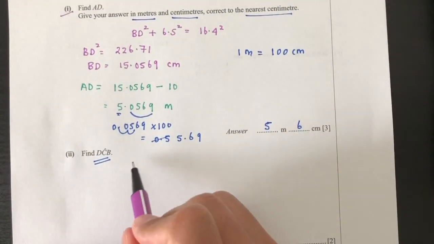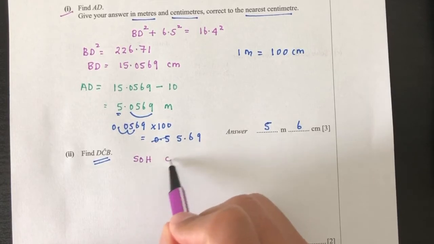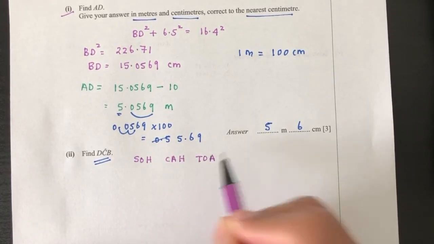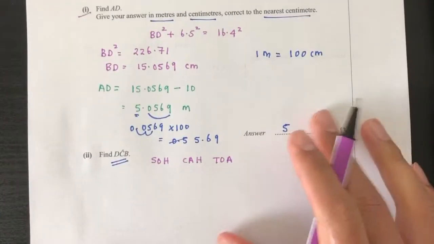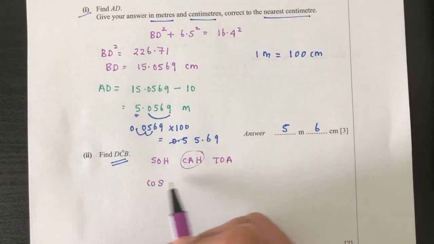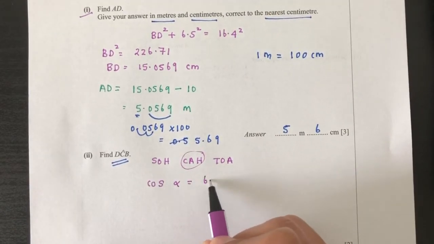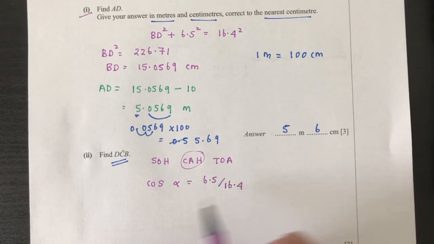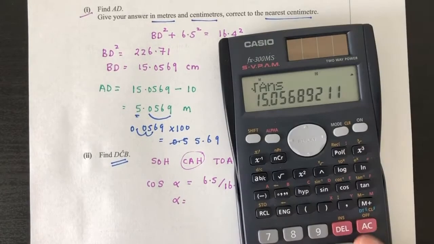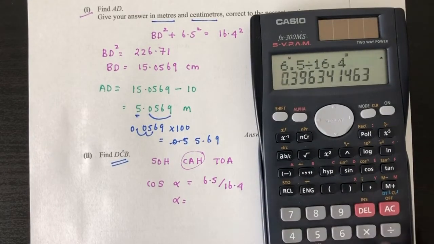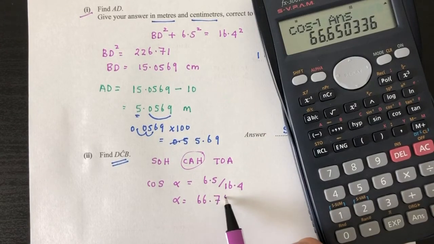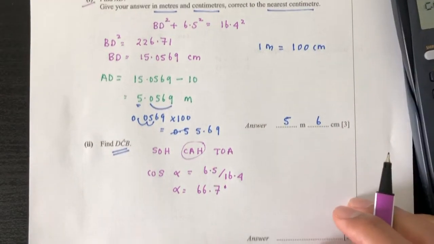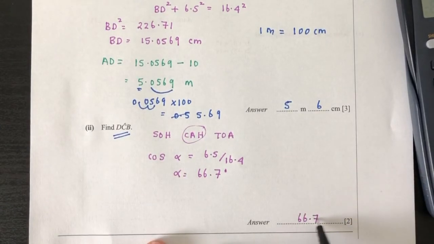So we have the hypotenuse, we have the adjacent, so SOHCAHTOA again, we can use cos. So cos of the angle alpha is equal to adjacent side divided by hypotenuse. Alpha will be cos inverse of 6.5 divided by 16.4. Cos inverse, that will be 66.17 degrees. So your angle for DCB will be 66.7 degrees. And that is question number 1.